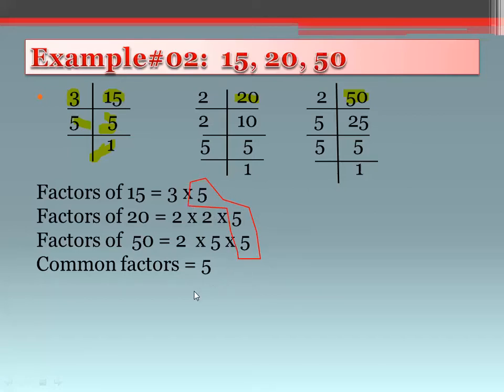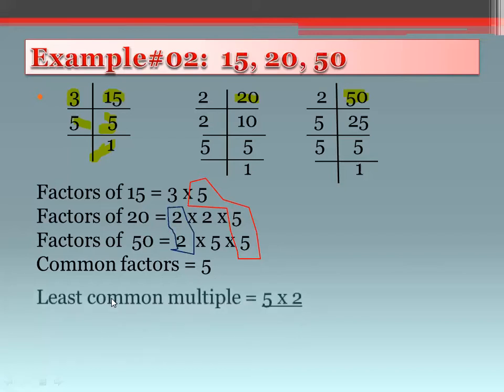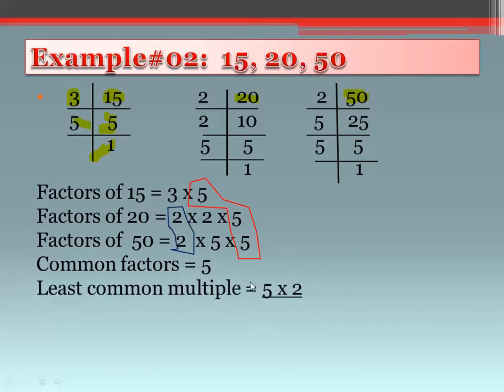Next, you will make the loops around the numbers that are common between the two numbers, 20 and 50. Here 2 is common between 20 and 50, but here you have no 2. You will not write it here, you will write this 2 in the next line, and you have to multiply this 2 by 5 that is common between all three numbers. So after multiplying, 5 multiplied by 2 will become 10.